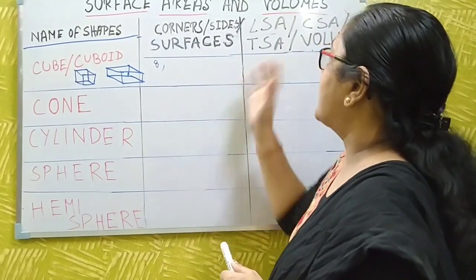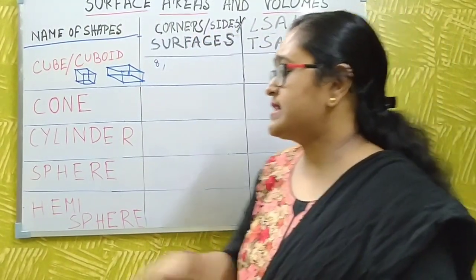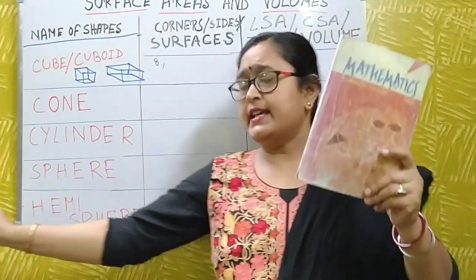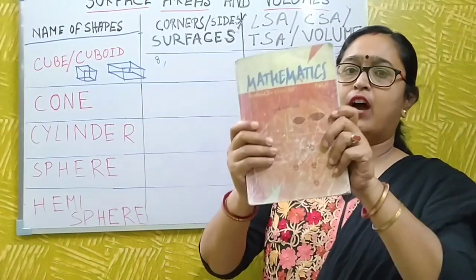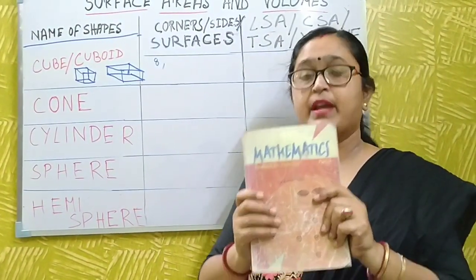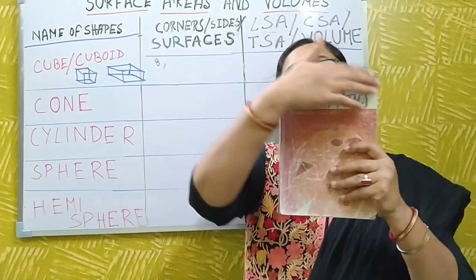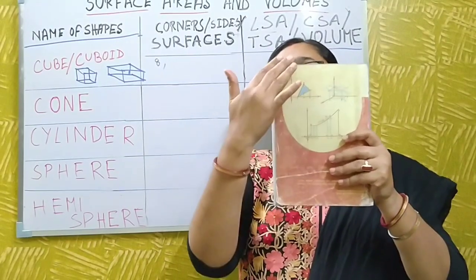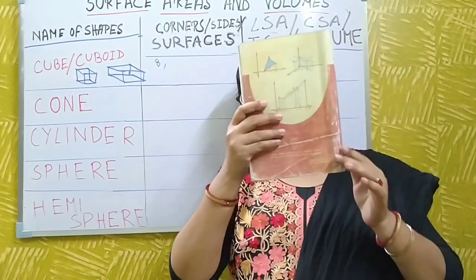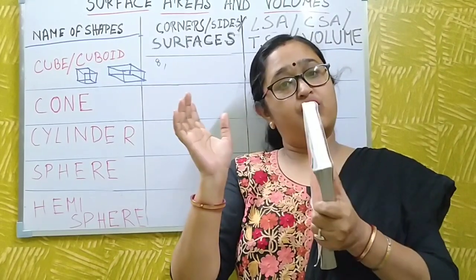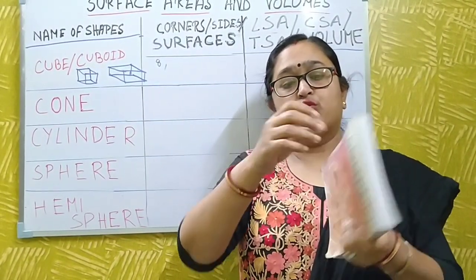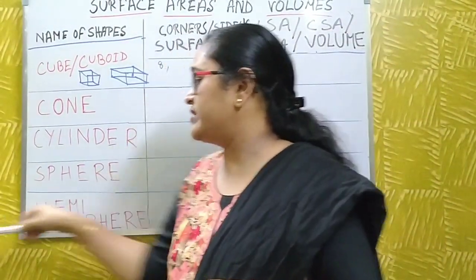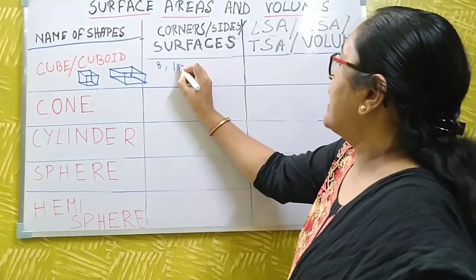Now I discuss the sides. How many sides does this cuboid have? Cuboid and cube are the same. There are 1, 2, 3, 4 and at the back 1, 2, 3, 4, and here also the sides are 4, so 8, and 1, 2, 3 and 4 also. The total number of sides of a cube and cuboid is 12.